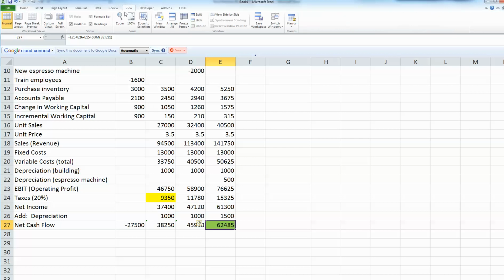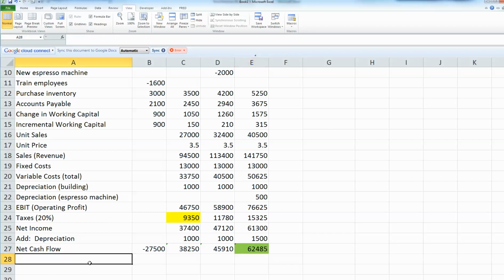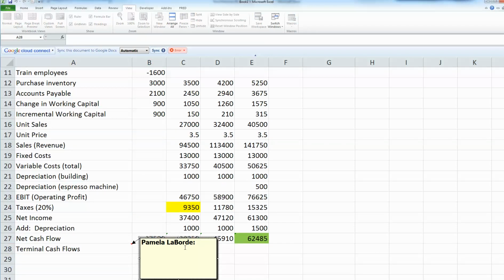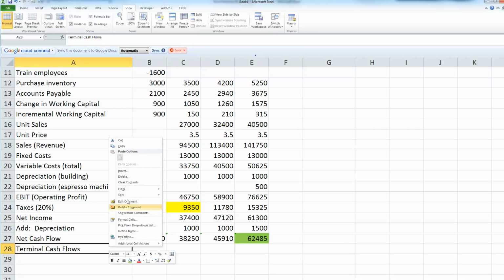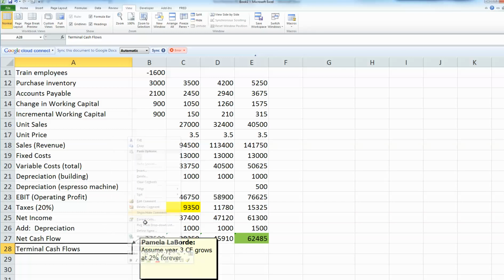I'm going to zoom in again because I just think it's a little easier for y'all to see on these videos when I'm zoomed in. So my terminal cash flows, I'm going to insert a comment, and so we'll assume year 3 cash flow grows at 2% forever. And you can do show hide comments to activate that comment.